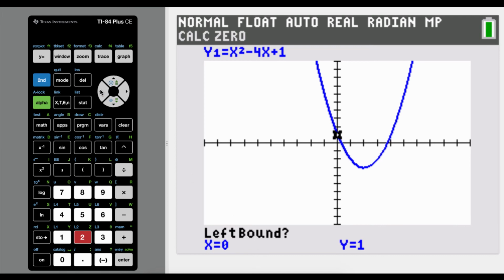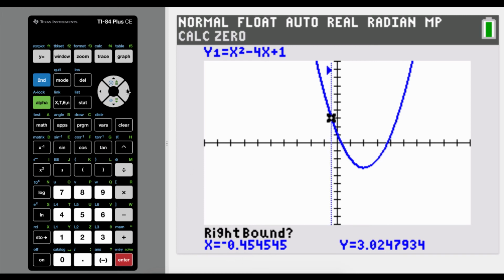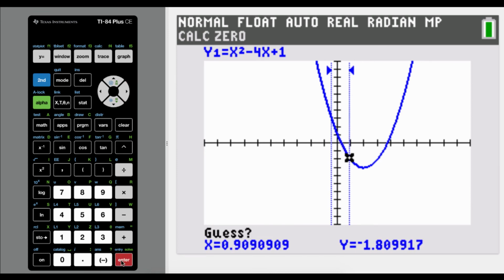It asks me for a left bound point, so that means I need to arrow left of where that x-intercept is happening. Hit enter. Then it asks me for a right bound point, so I arrow over to the right past the x-intercept and hit enter again. We can take a guess, but we don't need to. So our first x-intercept is at about 0.27.